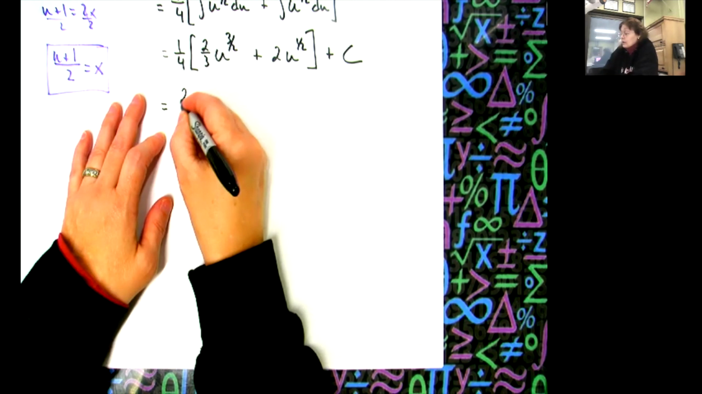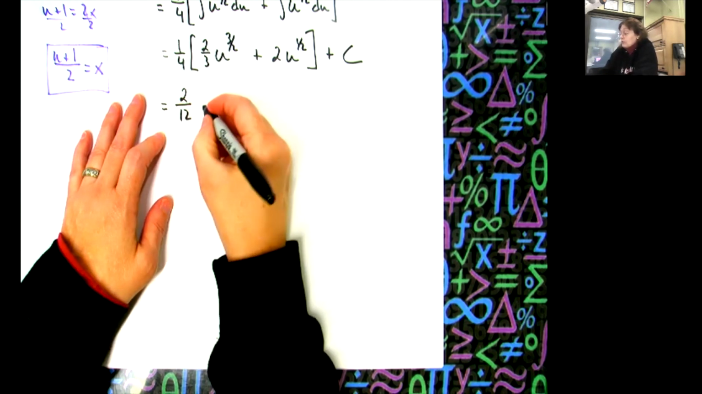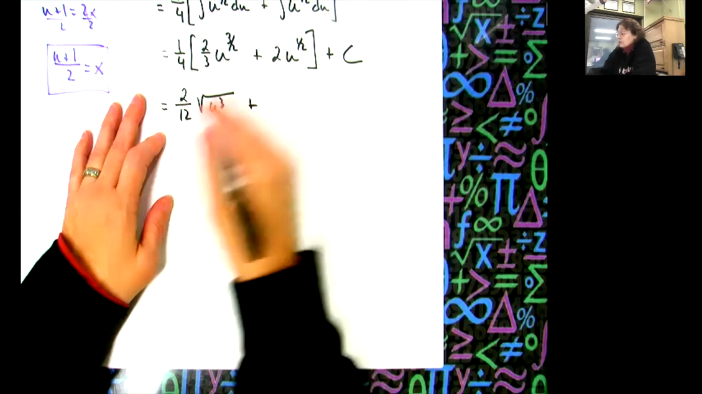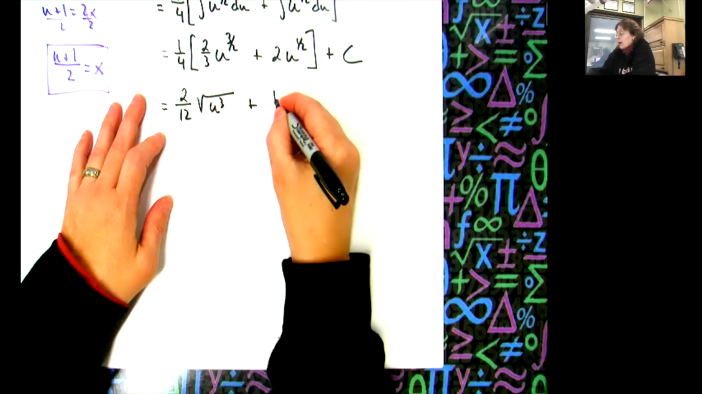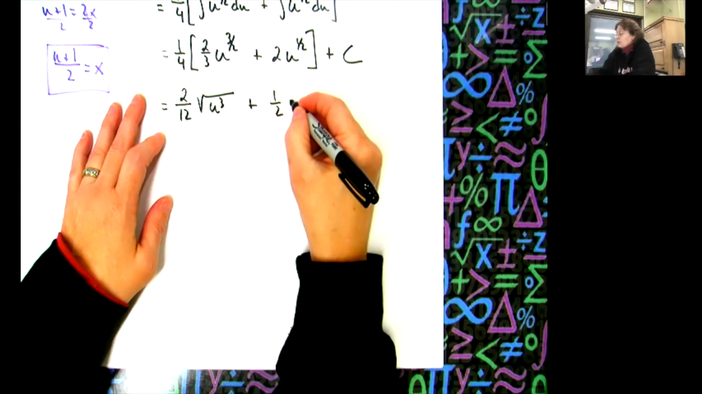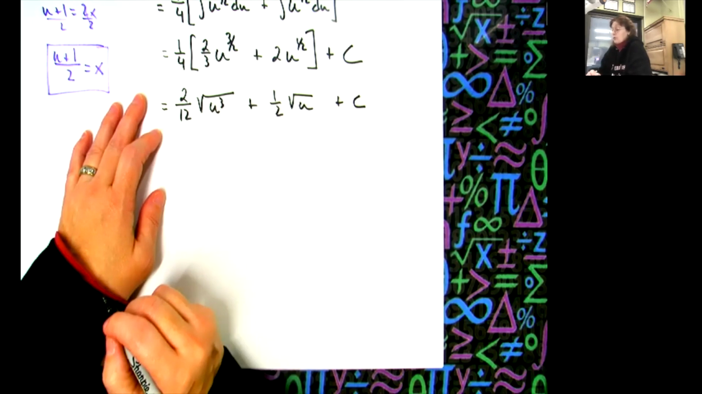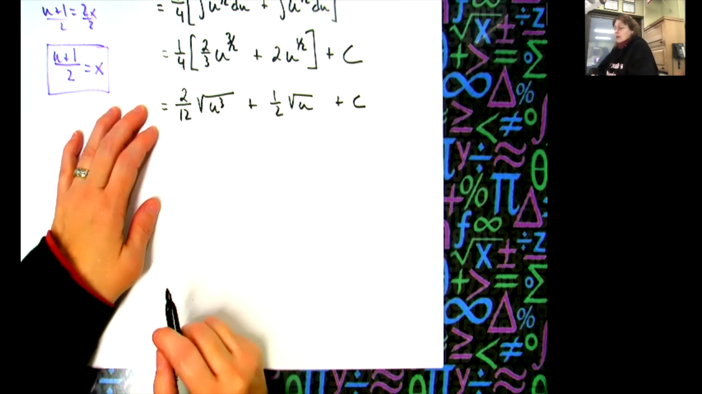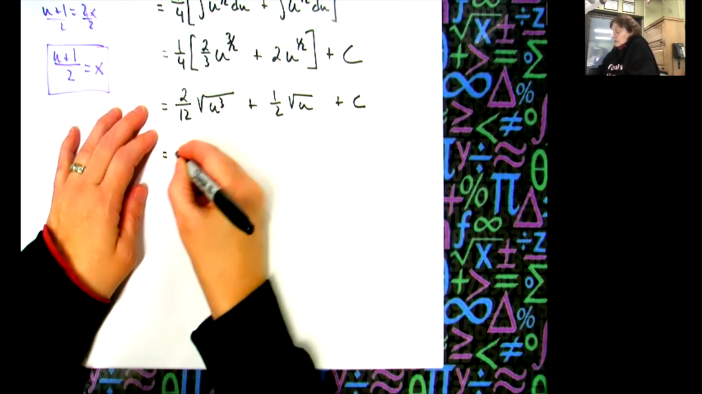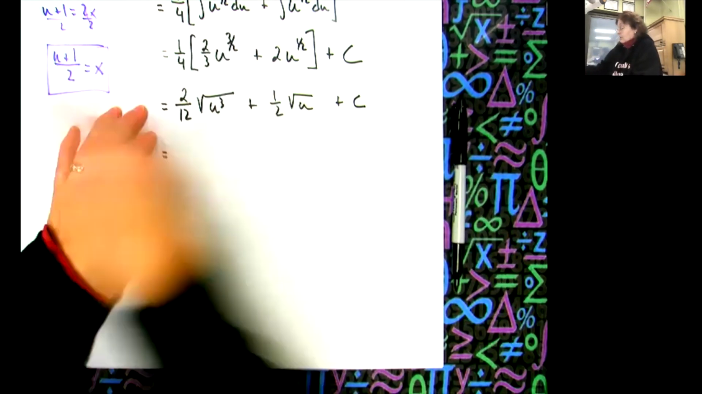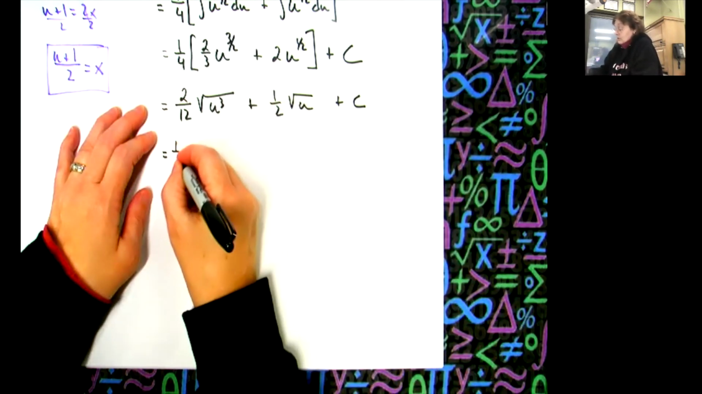2/12. Let's make this the square root of u to the 3rd. Let's distribute again. That's going to be a 1/2 square root of u plus c. I'm still in terms of u. Let's plug my u back in. So I'm going to have a 2/12. Let's make that a 1/6. There's no reason why I need to keep that as 2/12. Let's reduce that to a 1/6.